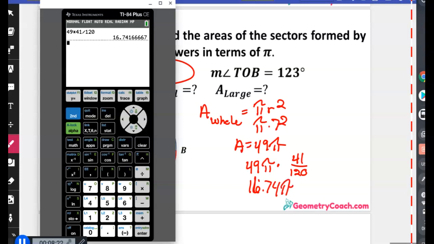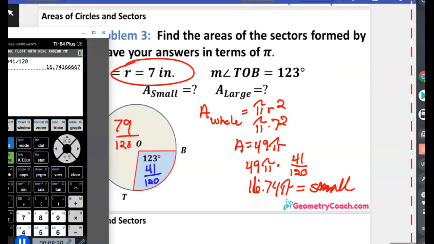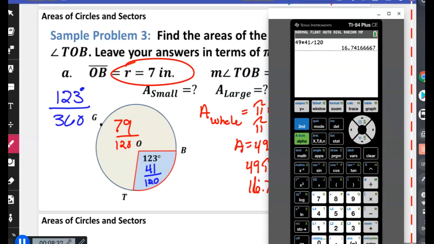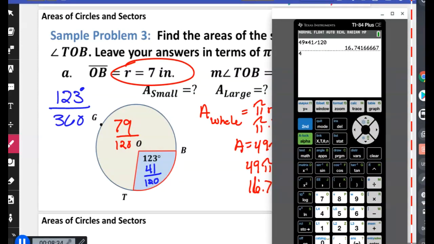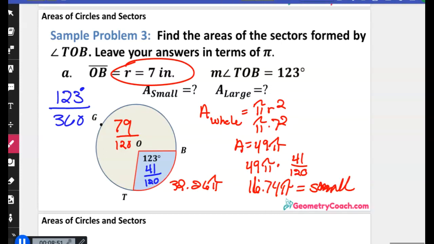And that is going to be the answer for our small sector. Then we'll do the same thing for the large sector. We'll take 49 times the part, 79 over 120. So the large part is 32.26 pi inches squared. Okay, so that's our large.